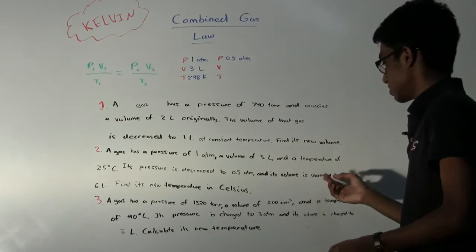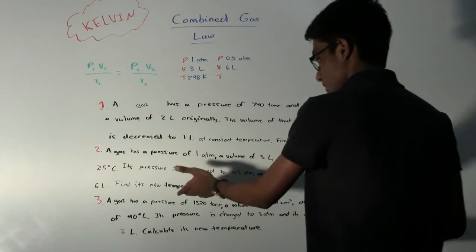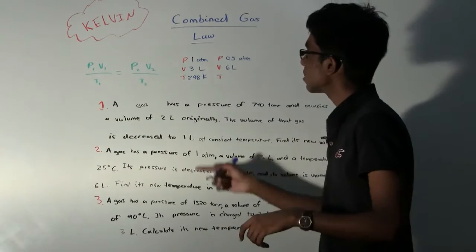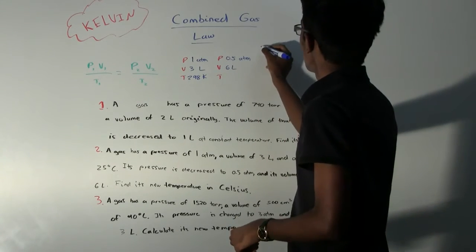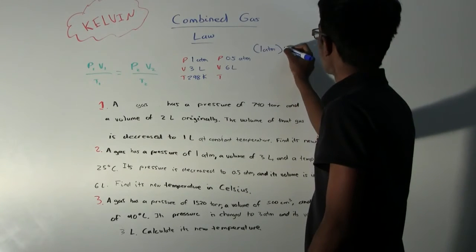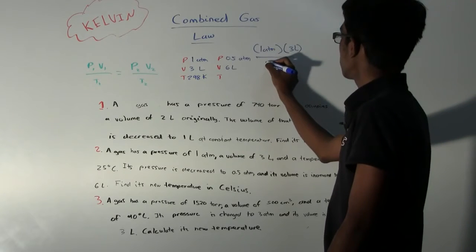And its volume is increased to 6 liters. And it says find its new temperature in degrees Celsius. So use the combined gas law. P1 is 1 atmosphere. V1 is 3 liters. T1 is 298 Kelvin.